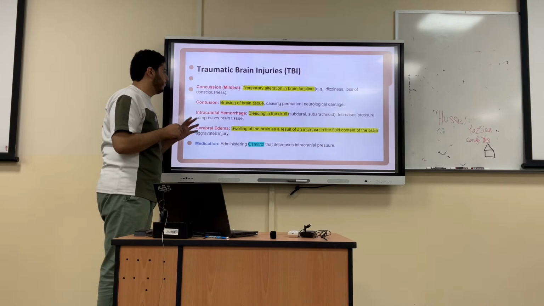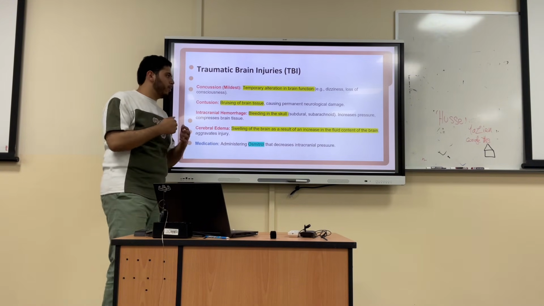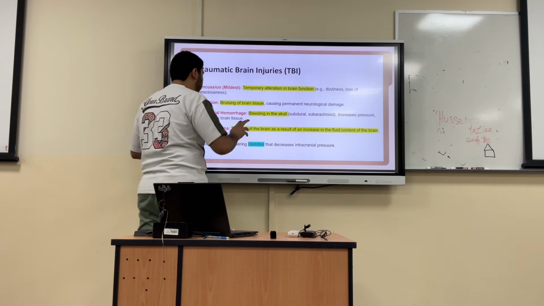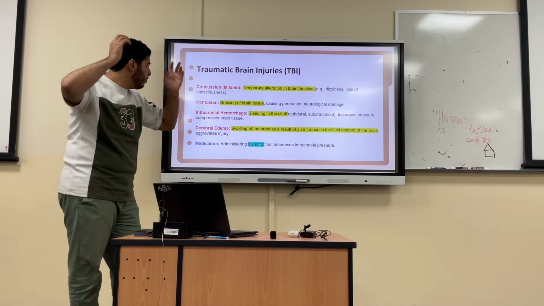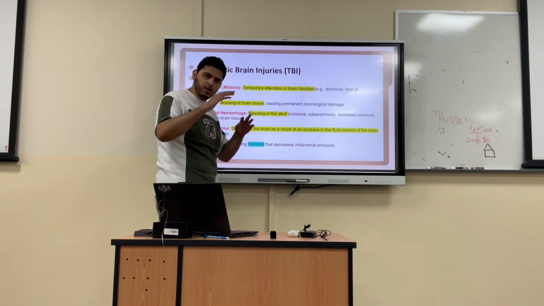Intracranial hemorrhage is when there is bleeding in the skull, of course. This will increase blood pressure. It occurs in the subdural or subarachnoid space, causing compression of brain tissue. And cerebral edema is when swelling happens in the brain, maybe as a result of an increase in the fluid content of the brain, and this will also increase the pressure.